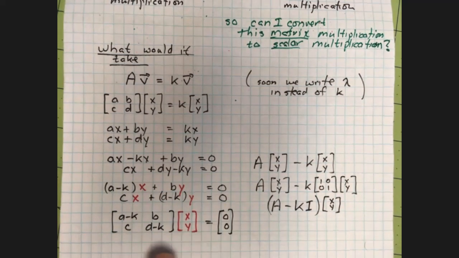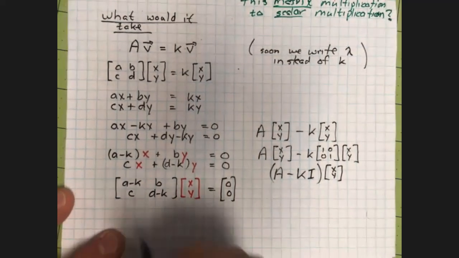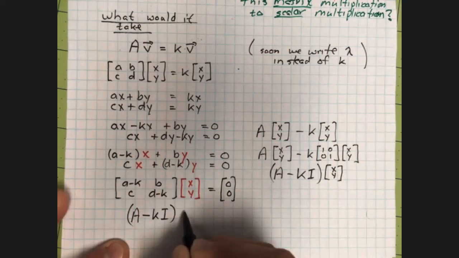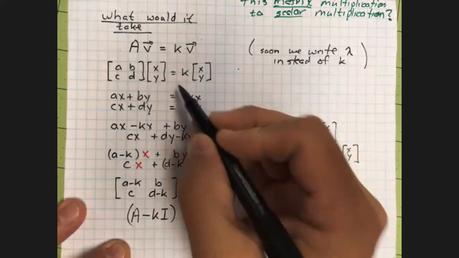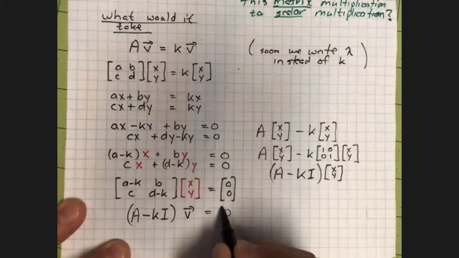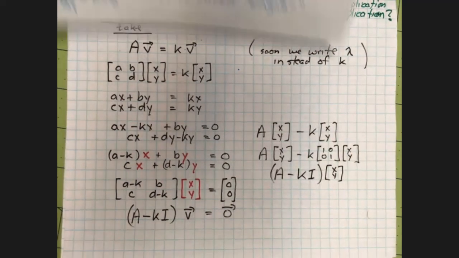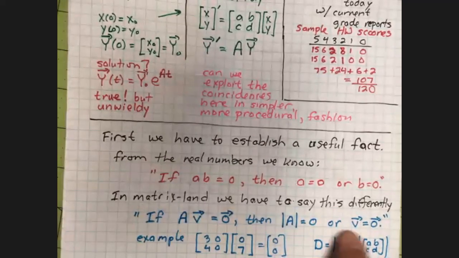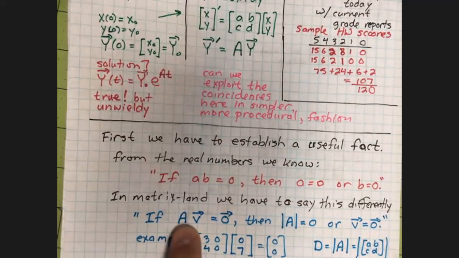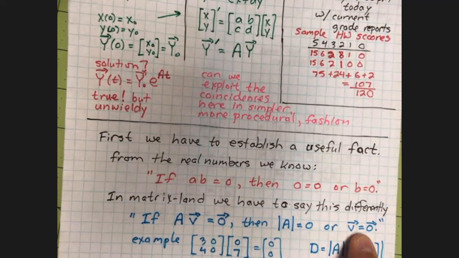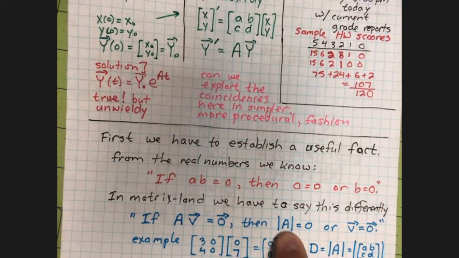So what I have right here written down is A minus kI times vector v. Remember, xy was called v, equals zero vector. And now I get to reuse this fact, that if I ever multiply a matrix times a vector and get zero vector, then either the vector is zero vector or the matrix has determinant zero.